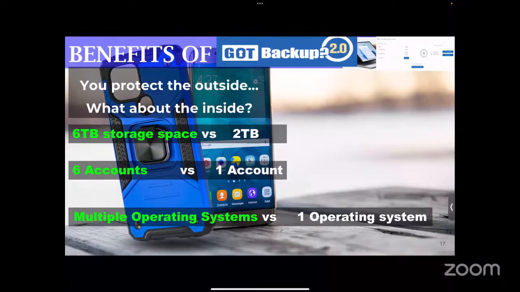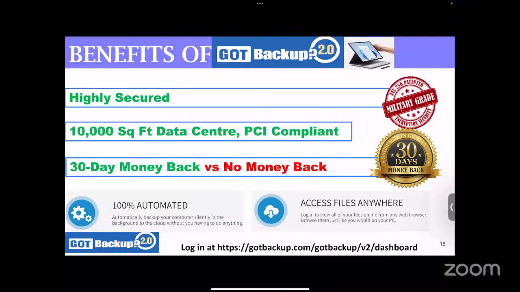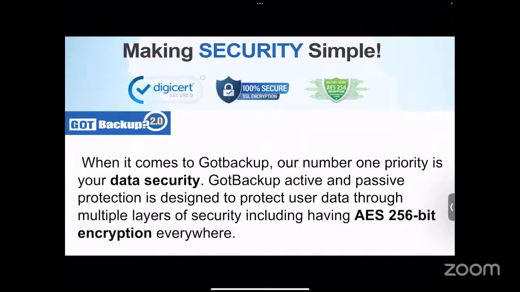Then people started talking. They said, with all this affordability, we are very much concerned about the security of our data. And I totally agree with it. There must be no compromise on the security of data, not anywhere. It is unacceptable. Now, when it comes to Go Backup, the number one priority is your data security. Go Backup active and passive protection is designed to protect user data through multiple layers. Now, I'm going to be speaking a little bit of IT language, but I'm going to be showing you a video that will actually bring it home to you.